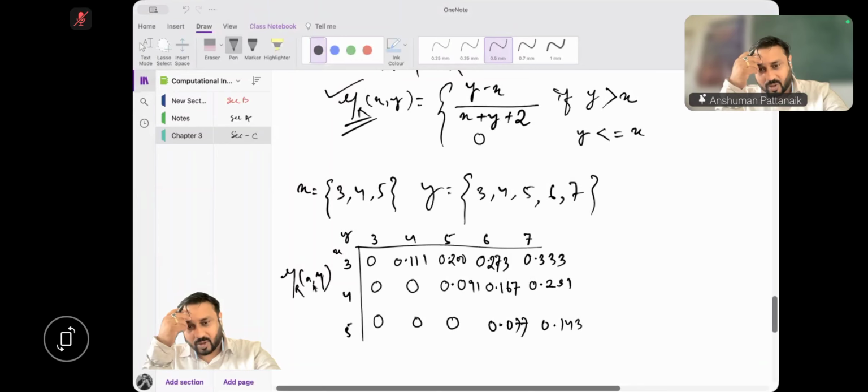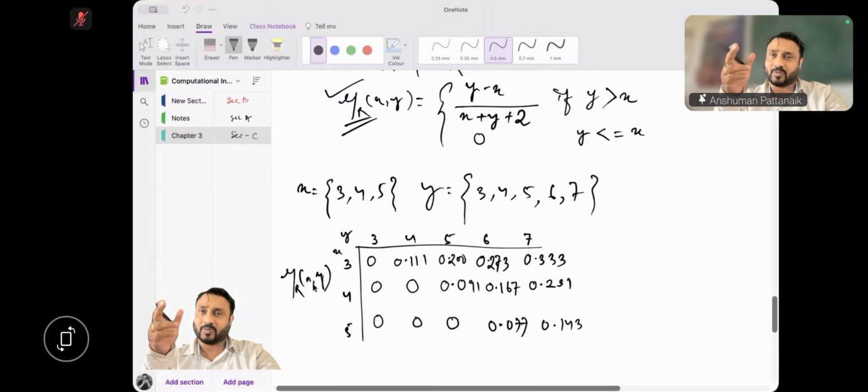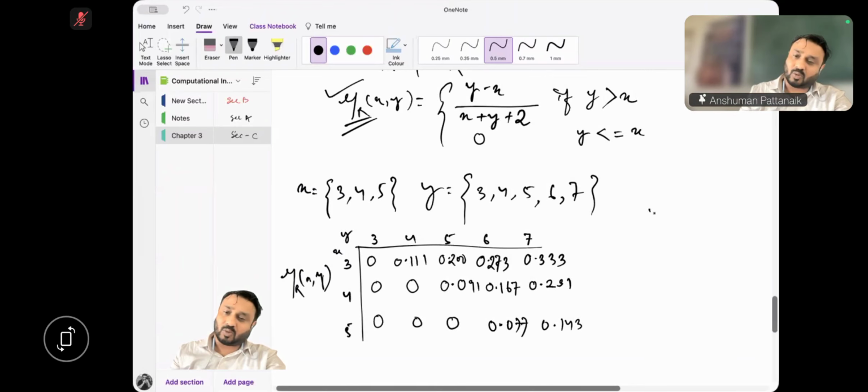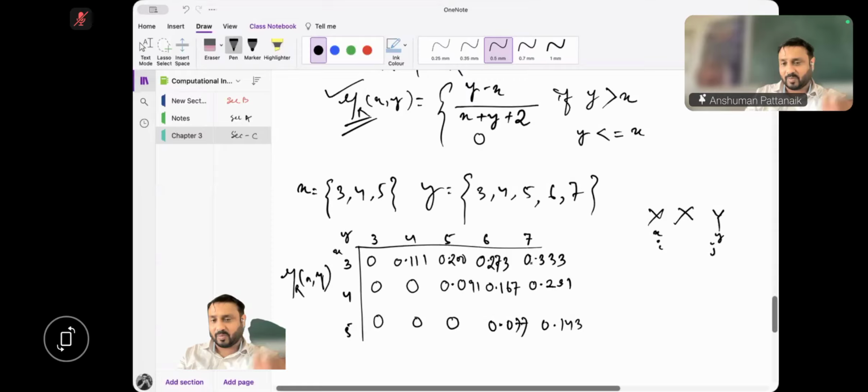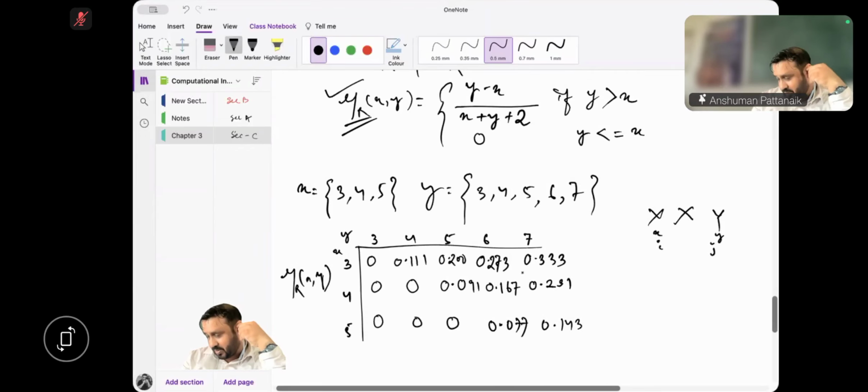इसमें क्या meaning हो रहा है? The element at ith row and jth column is equal to the membership grade between ith element of x and jth element of y. मेरे पास दो यूनिवर्स हैं x और y. उसमें ये small x है, ये y है, ये i के through denote हो रहा है, ये j के through. It is the relationship between these two universes, and this is the membership grade between these two.